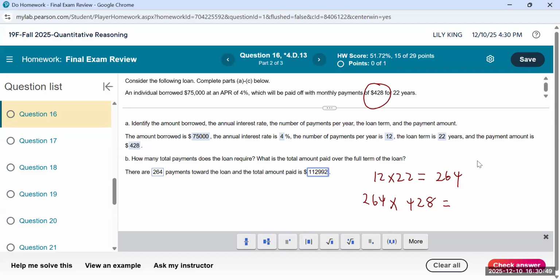Or the total payback is also the same as if you make this payment of 428 each month for 22 years. So this 12 times 22 is what we already computed as 264. So either way.